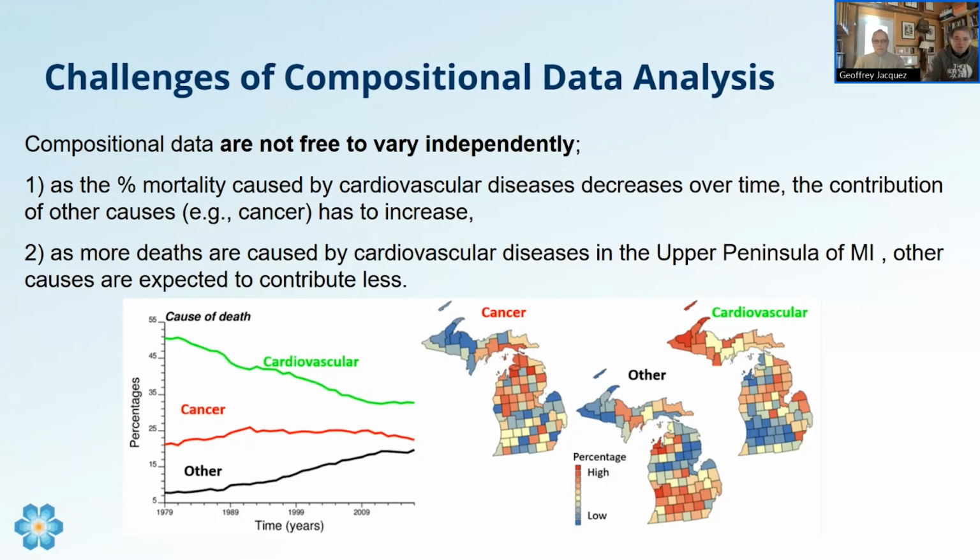So for example, if we look just for 3 of the main cause of death, cardiovascular diseases, cancer, others, as the percentage of mortality caused by cardiovascular diseases, so the green curve, decreases over time. Because of these constraints, it means that the contribution of the other causes, like cancer or other causes of death, has to increase. And it's the same if you look across space. You will see there's actually more death caused by cardiovascular diseases in the Upper Peninsula. And conversely, you will have lower cause of death by cancer or others, and again, because of these constant constraints.